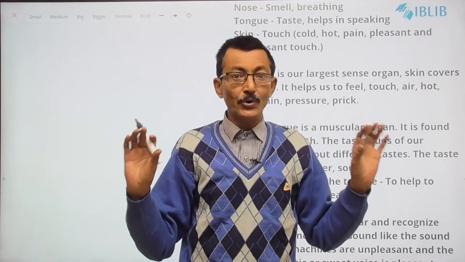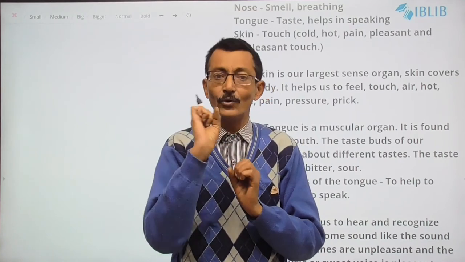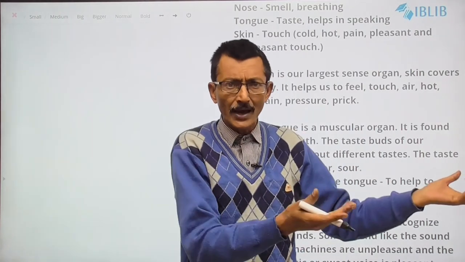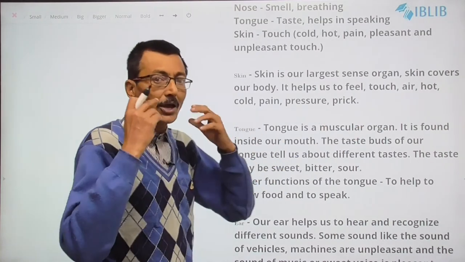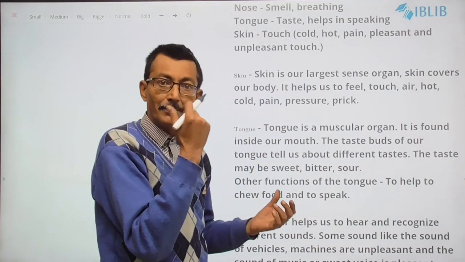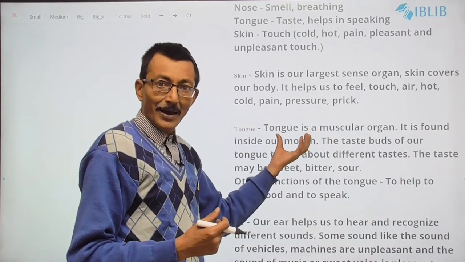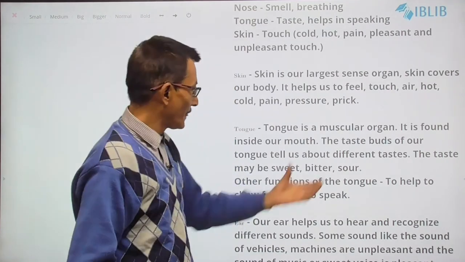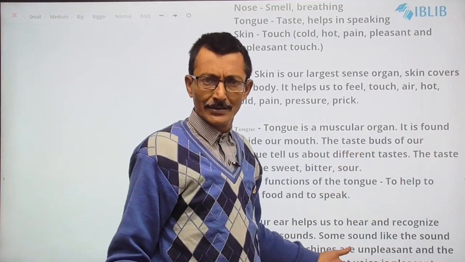The tongue does not have any bony structure. It is a muscular structure. You can fold your tongue, you can roll your tongue, you can twist your tongue. You can do this in your free time. And then you will find that this tongue is not outside somewhere, like our hands or fingers. It is inside our mouth. You can say that tongue and teeth are the members of a mouth, or a mouth is a home of a tongue and teeth. The taste buds of our tongue tell us about the different tastes.